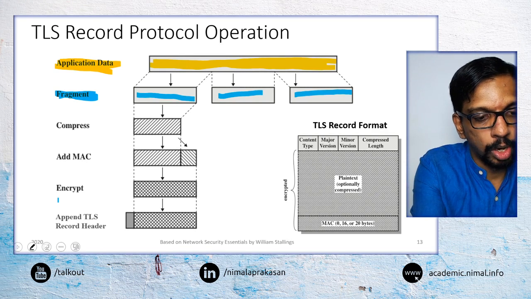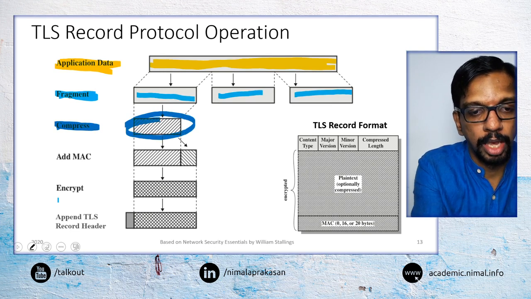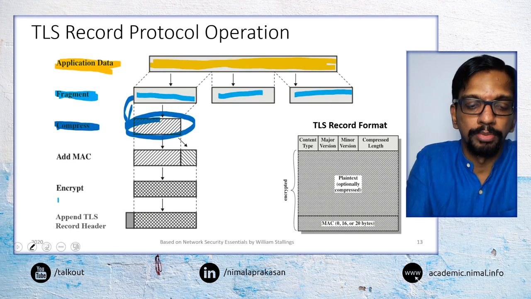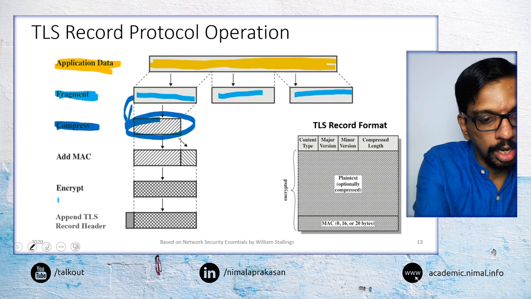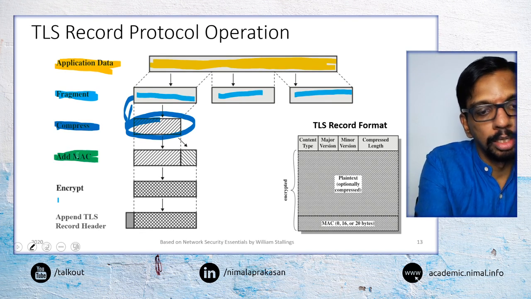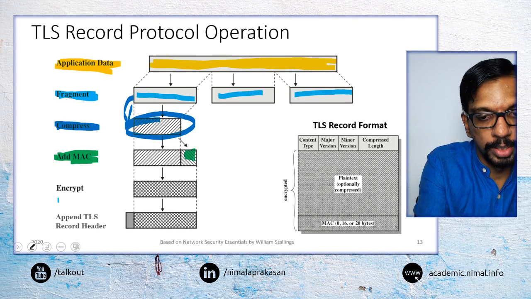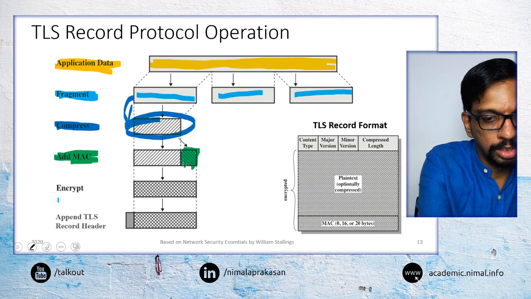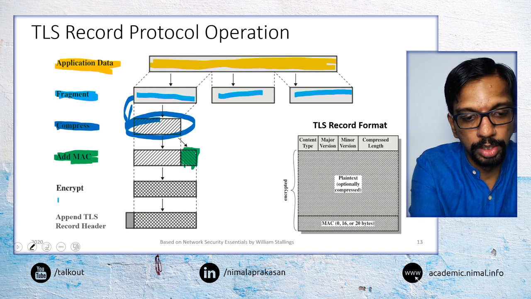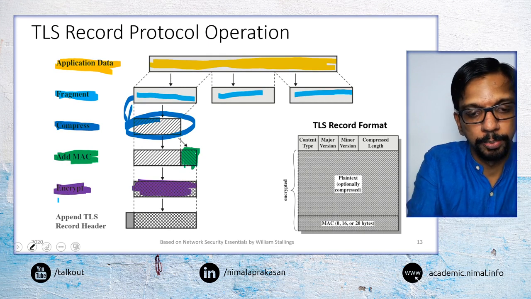Then optionally, one of the things that can happen here is compression. The size of the fragment can be reduced using compression, but compression is optional. After that, the message authentication code, or the MAC, can be added to the message fragment that we receive from above. Once that is added, the next stage is to encrypt the message.